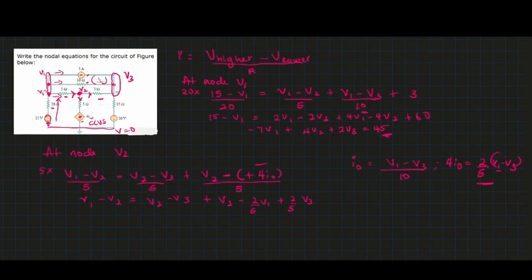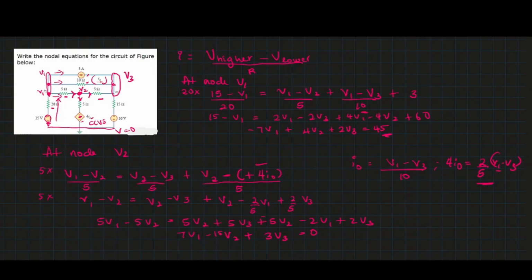Now just simplify the equation. You can multiply through with 5 again, just so you can cancel out this bottom 5 here. So it will be 5V1 minus 5V2 equals to 5V2 plus 5V3 plus 5V2 minus 2V1 plus 2V3. Simplify this entire equation. You're going to have 7V1 minus 15V2 plus 3V3 equals to 0. That's just it.